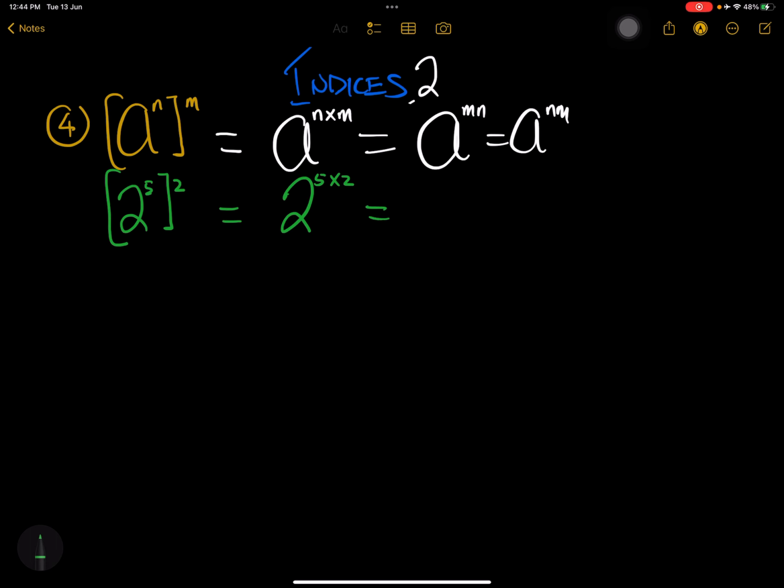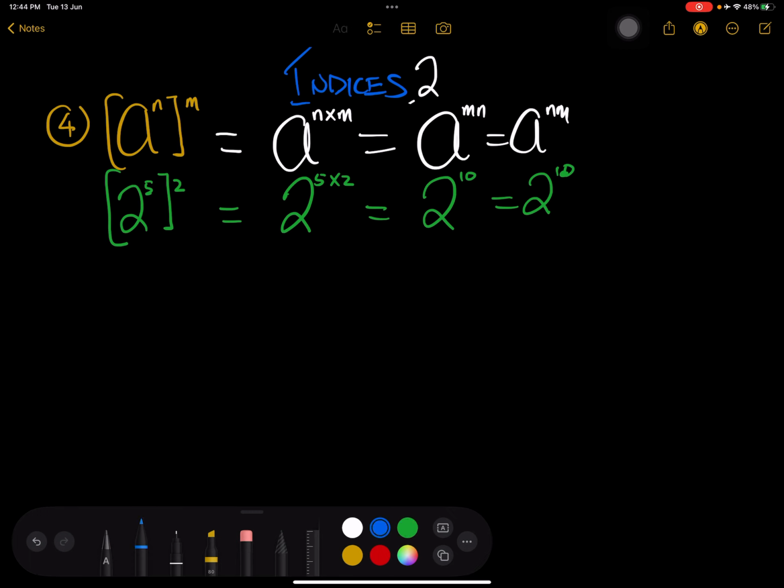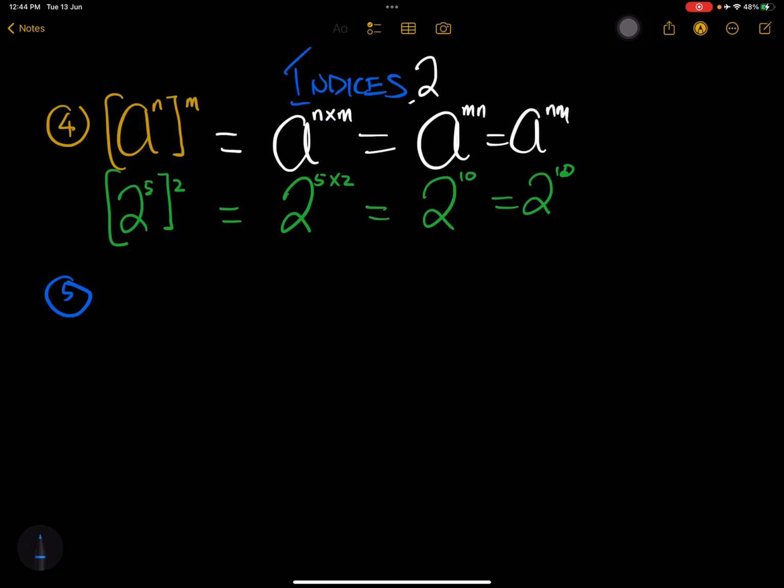And then we are going to get 2 whole number, 5 times 2, which is 10. 2 to the power of 10, like that. So that's the fourth law. If you have a base with an exponent, and that base with the exponent all to the power of another exponent, we multiply the exponents together.